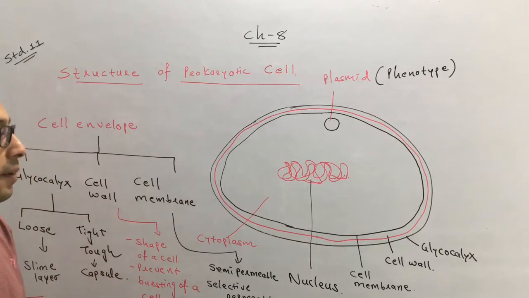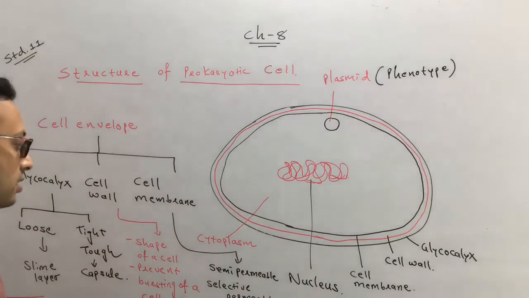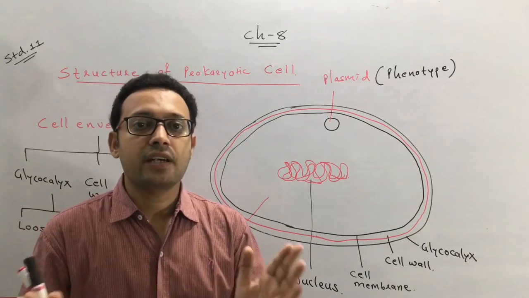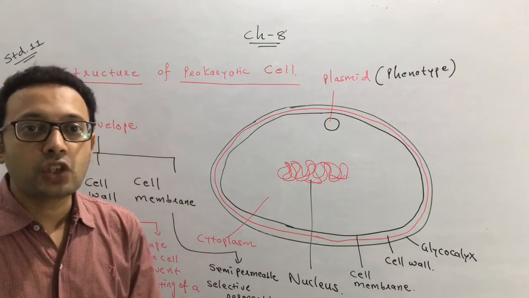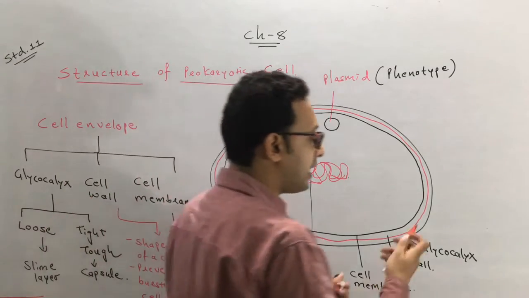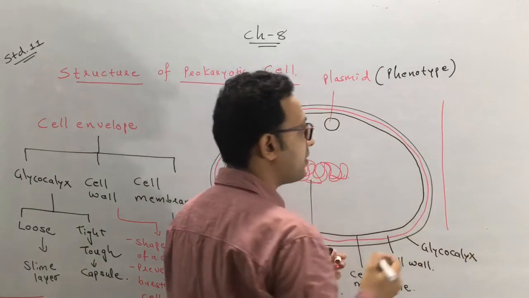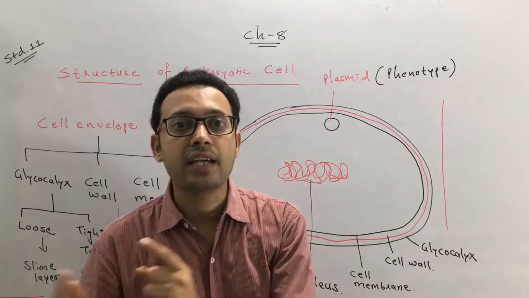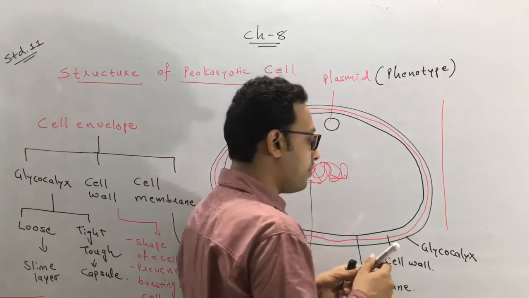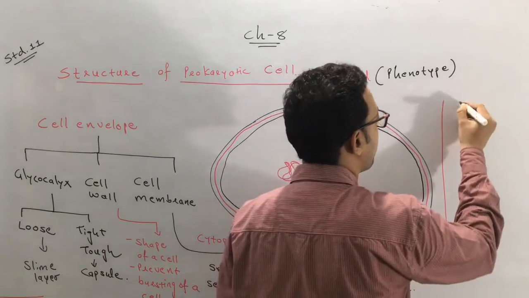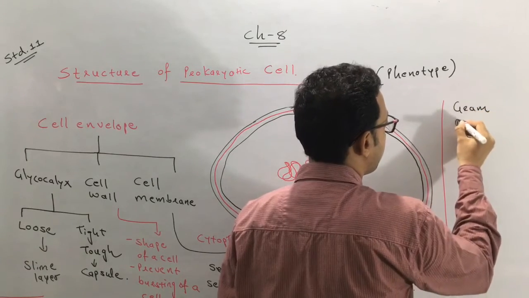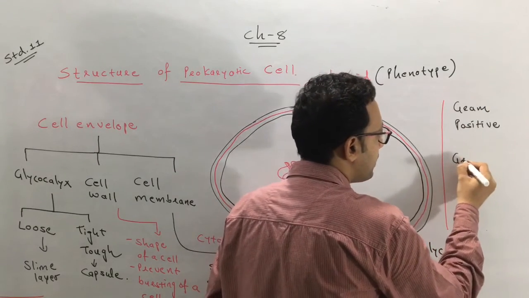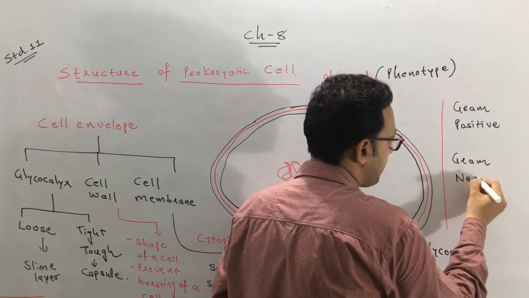Now apart from this, what does it contain? The composition of the cell wall may vary from bacteria to bacteria. Based on the composition, the bacterial cell can be of two types. I am writing over here. The bacterial cell can be of two types based on the type of cell wall it has. Which are the two types? The first type is called gram-positive bacteria. And the other one is called gram-negative bacteria.